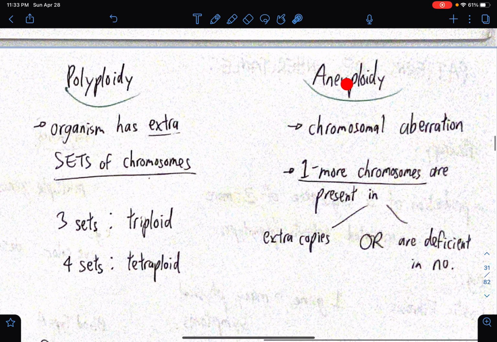Anyways, aneuploidy. Aneuploidy is basically chromosomal aberration. One or more chromosomes are present in extra copies or they are deficient in number. So, what's an example of an extra copy? I believe Down syndrome is trisomy 21. In other words, the addition of a chromosome 21. In the case of having a deficiency in a particular chromosome, I hope I still remember it.